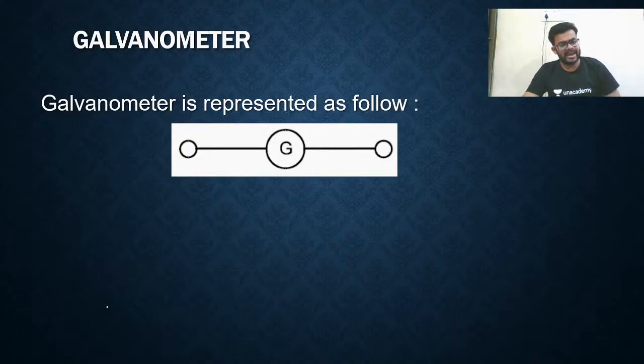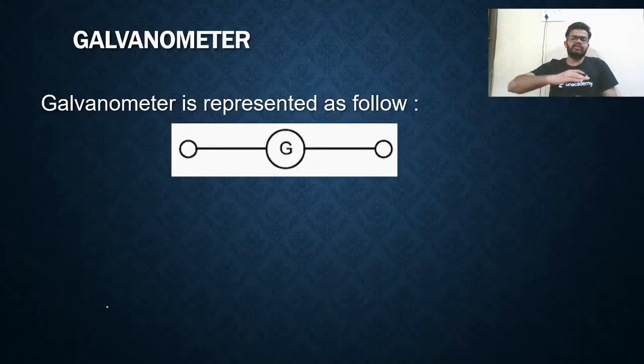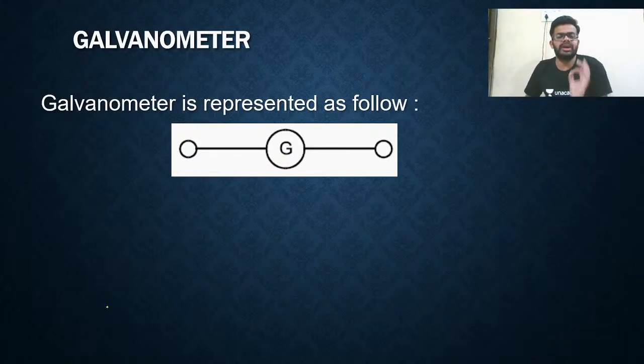Okay, so it will give you the direction of current, and it will compare to magnitude. Simply speaking, it will give you the magnitude. Let's say for 1 ampere current, its deflection is this much. For 5 ampere current, its deflection will be this much. So for different currents, the deflection of the needle will be different.